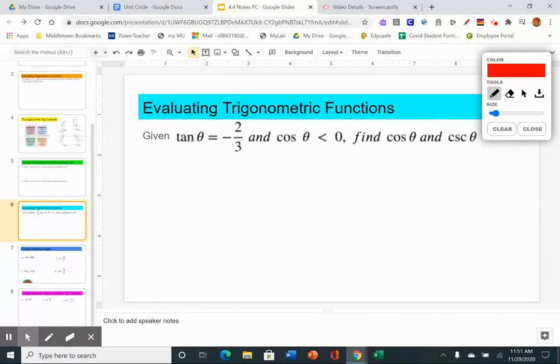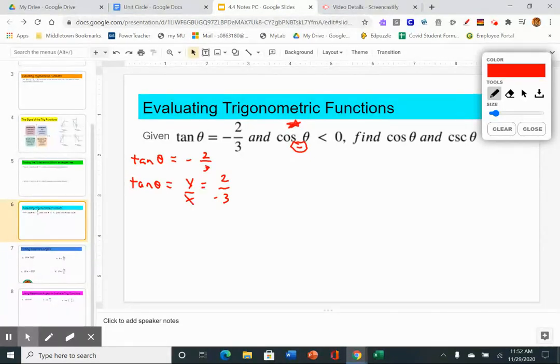So the first thing we're going to figure out is, the tangent of theta is negative 2 over 3. Is the 2 negative? Is the 3 negative? Where are we positive? Where are we negative? So remember, tangent of theta is y over x. So if cosine is less than 0, that means the cosine has to be negative. So that means for the tangent of theta being negative 2 over 3, it's really 2 over negative 3. Why is it 2 over negative 3? Because it gives us right here, where I'm drawing this little star, that cosine is less than 0.